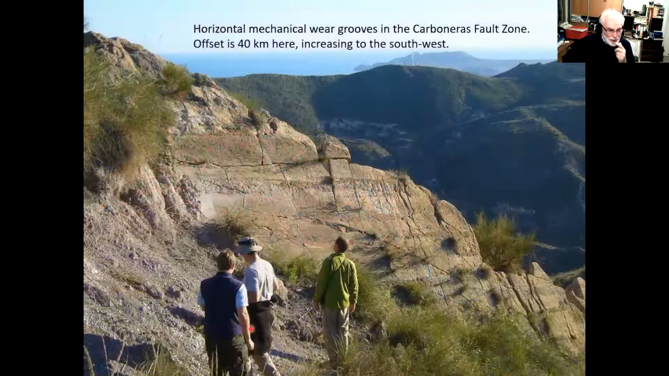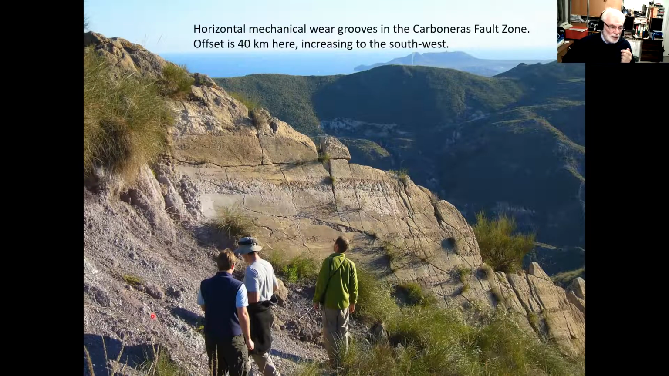Within the fault zone itself, there are lots and lots of indicators of the sense of movement. For example, in this particular case, you've got a faulted contact between dolomite and ground up metamorphic schists, and this is developing mechanical wear grooves, which testify to the dominantly strike-slip horizontal lines of movement on this fault system.